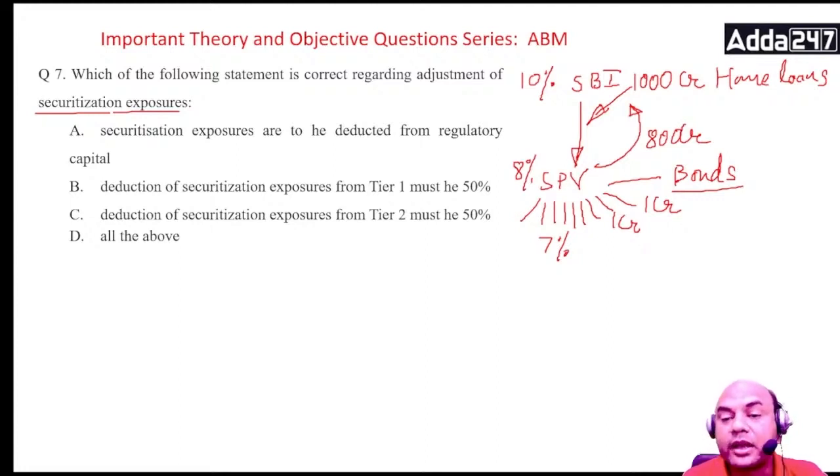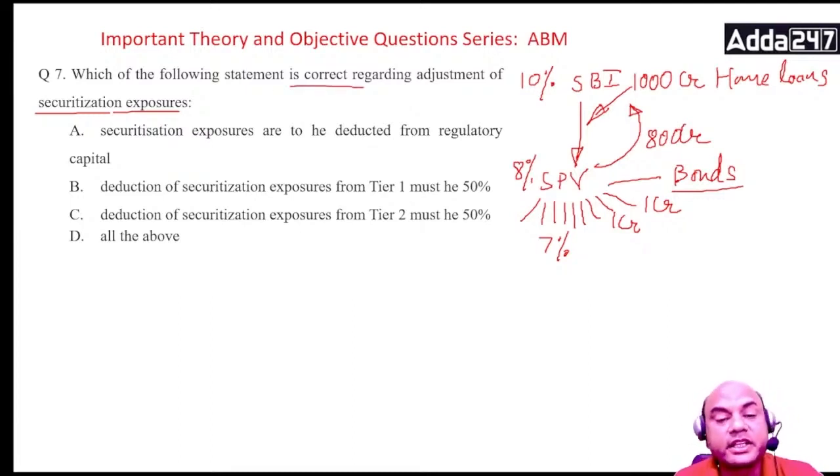7%. Now what is happening over here? SBI is earning 2%, SPV is earning 1%, and these guys are earning 7%, which might be better than the FD rates. So this is known as securitization. Which of the following statements is correct? Now you want a positive answer. Which is correct regarding the securitization exposure?